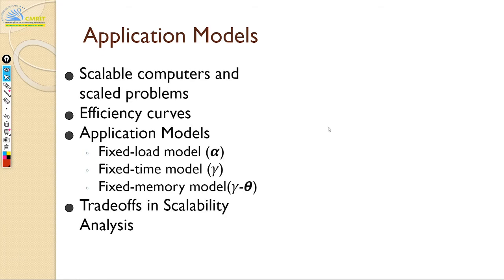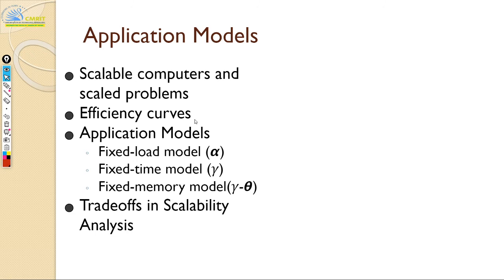Now application models, right? The scalable computers and scaled problems. There are two things that you have to scale. One is the computer. If you buy a supercomputer or a cluster with 100 processors, and next year you plan to extend it, you buy another 100, or 1,000 processors, you have to add them together to make one big computer. So your computer should be scalable. The other thing is the problem itself that you are choosing, which should be designed in such a way that it is also scalable.